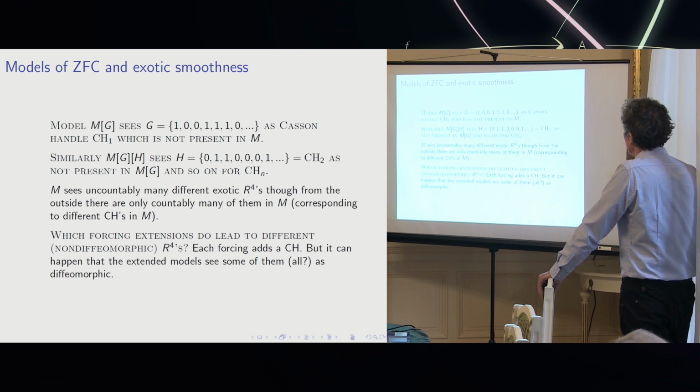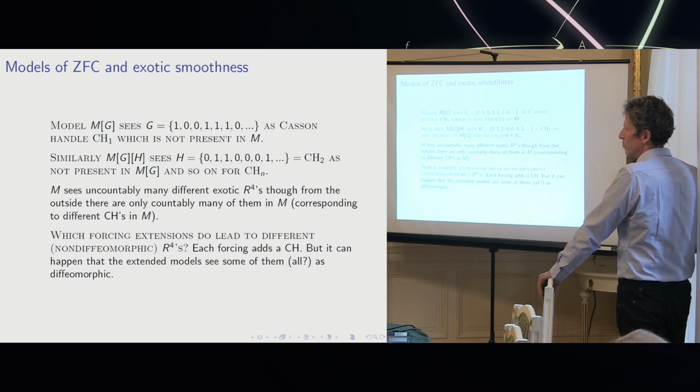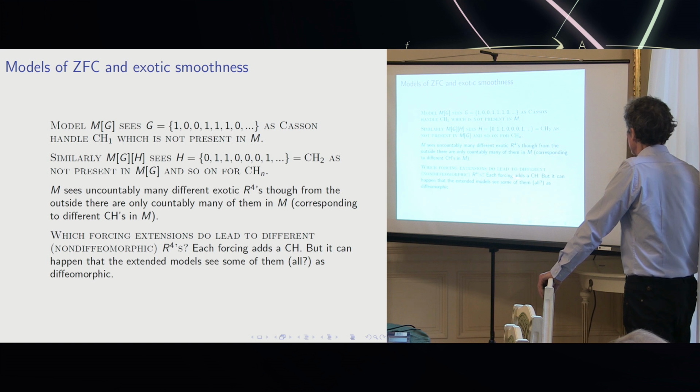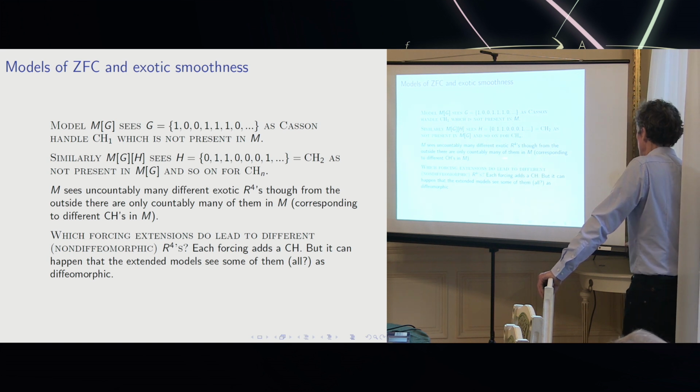This is similar to the fact that even though M is a countable model, we can prove that there are uncountably many real numbers in the model. But from the outside, there are countably many. Similarly for different exotic R4. In M, we can prove that there are uncountably many of them, but from the outside, there are only countably many in the model M.